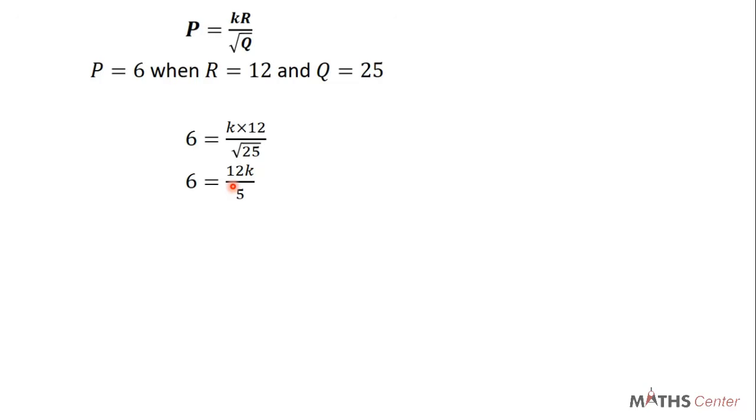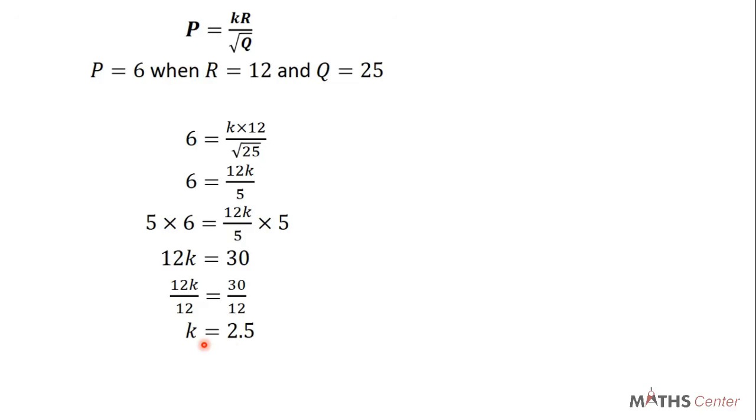To find the value of k, I'll multiply the left hand side by 5, the right hand side by 5, and this will give us 12k is equal to 30. We divide both sides by 12 and k is equal to 2.5. So if k is equal to 2.5, it means that we can replace this k here with 2.5. So P is equal to 2.5R divided by the square root of Q. We now have the equation connecting P, R, and Q.